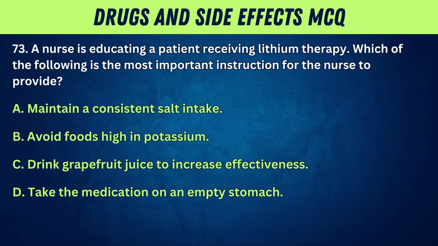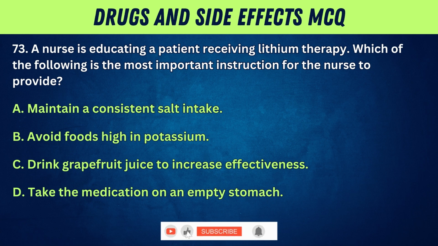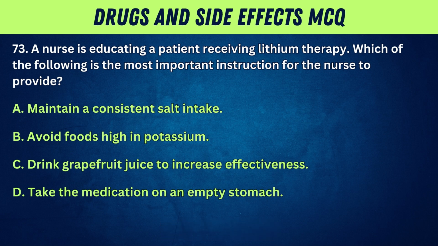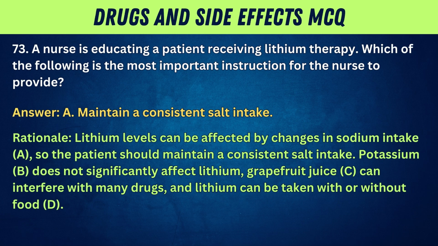73. A nurse is educating a patient receiving lithium therapy. Which of the following is the most important instruction for the nurse to provide? A. Maintain a consistent salt intake. B. Avoid foods high in potassium. C. Drink grapefruit juice to increase effectiveness. D. Take the medication on an empty stomach. Answer: A. Maintain a consistent salt intake.